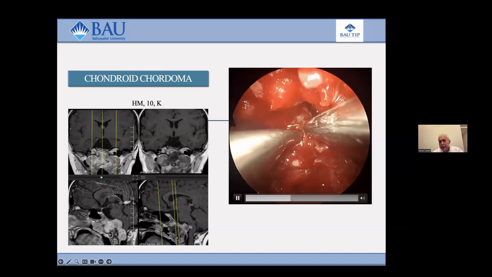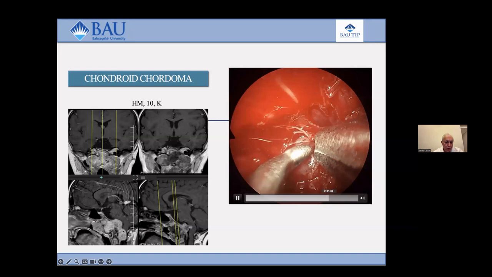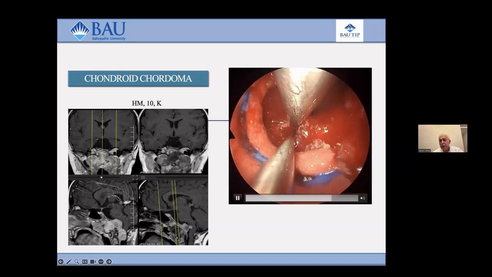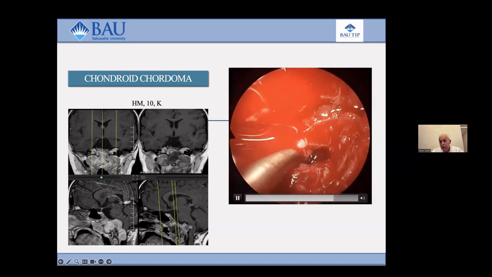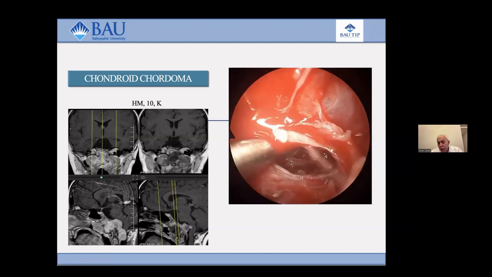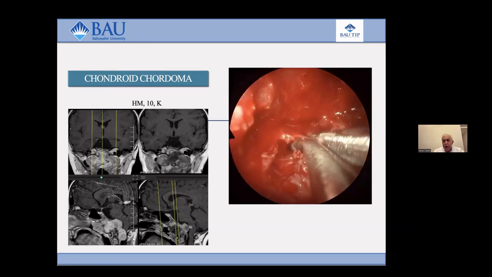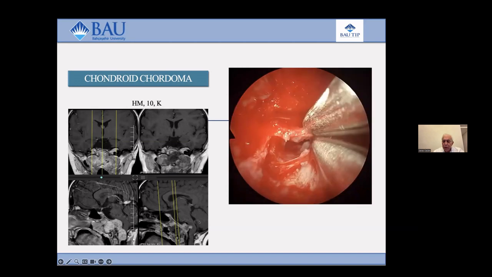Then in the last period, we reached the retroodontoid area, and the tumor capsule was opened. In this retroodontoid region, we went as deep as we could. We reached the deepest point of the tumor, and this retroodontoid tumor was removed.